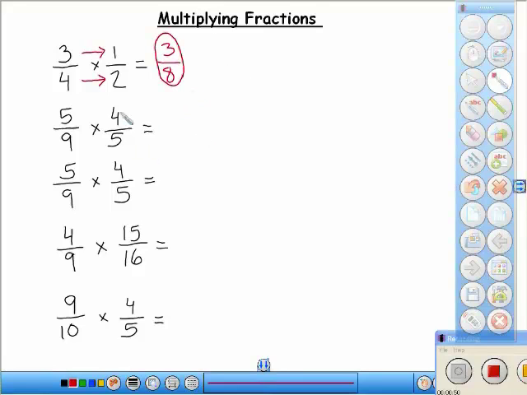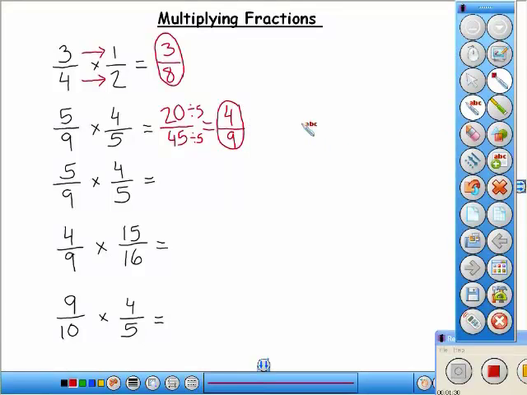Let's take a look at another one. Okay, let's multiply it straight across. 5 times 4 is 20, and 9 times 5 is 45. Okay? Now, can this number be reduced? Yes, it can. These are both divisible by 5. So if I divide the top and the bottom, the numerator and the denominator, by 5, I would get 4. 45 divided by 5 is 9. 4 ninths, there's my reduced fraction.